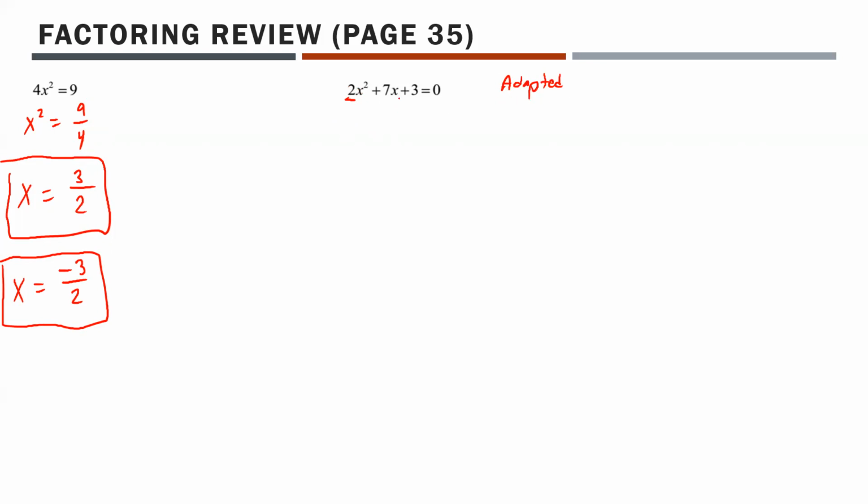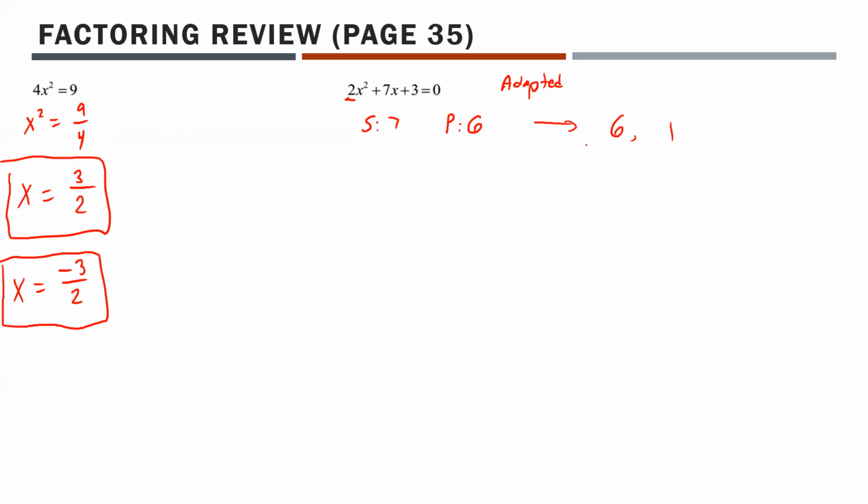The adapted sum product rule says that your sum is still the same, so you're looking for two numbers with a sum here of 7, but your product needs to be this first number times this number here. So 2 times 3, you're looking for a product of 6. So let's ask ourselves, what two numbers would add together to give us 7, but would multiply together to give us positive 6? Well, those two numbers, of course, would be 6 and 1.